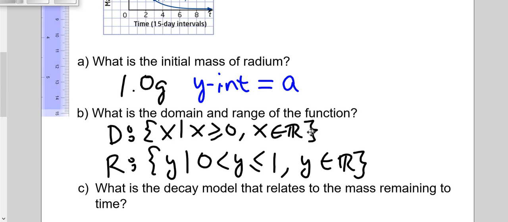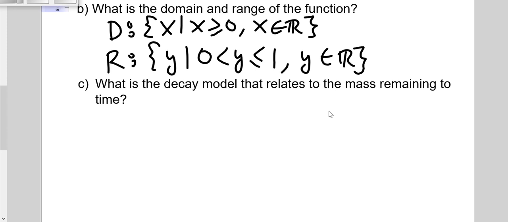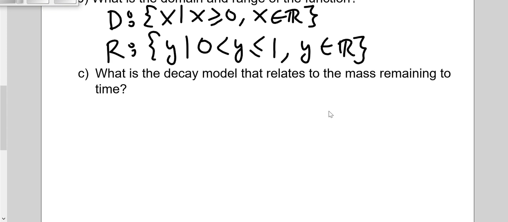Okay, so for part C, what is the decay model that relates the mass remaining to time? Basically what they're asking is, what is the formula? All right, in this case it's always a good habit to write out the whole thing. y equals a b^x.